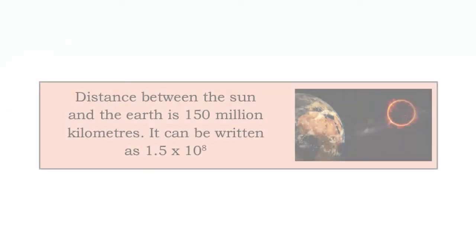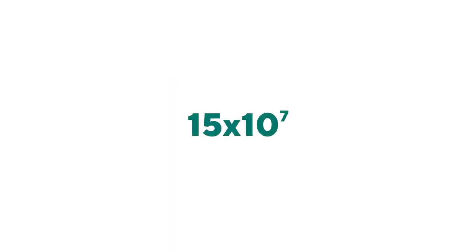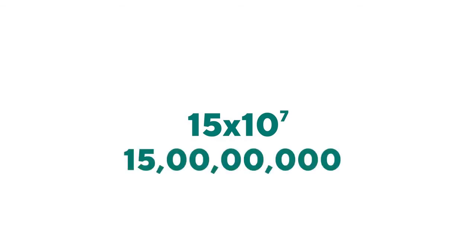Exponential form is useful especially when there are large numbers. If I have to ask you what is the distance between the Earth and the Sun, look at the picture. It's 150 million kilometers. If you have to write all the zeros in that number, it would take a lot of time. So the easy way to write it is 15 into 10 to the power of 7. That is 15 followed by 7 zeros.